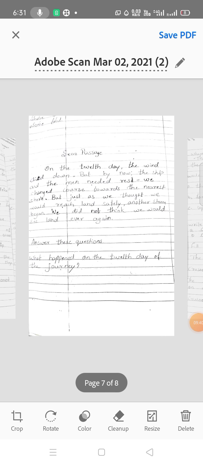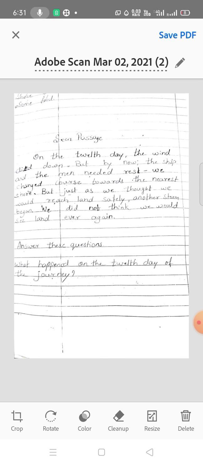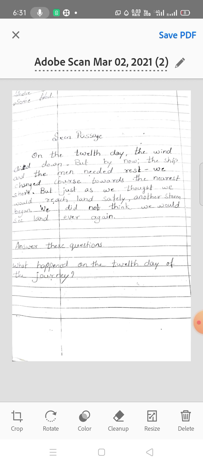Okay, this is our rearranging words. Now the seen passage. On the 12th day the wind died down, but by now the ship and the men needed rest. We changed course toward the nearest shore, but just as we thought we would reach land safely, another storm began. We did not think we would see land ever again.